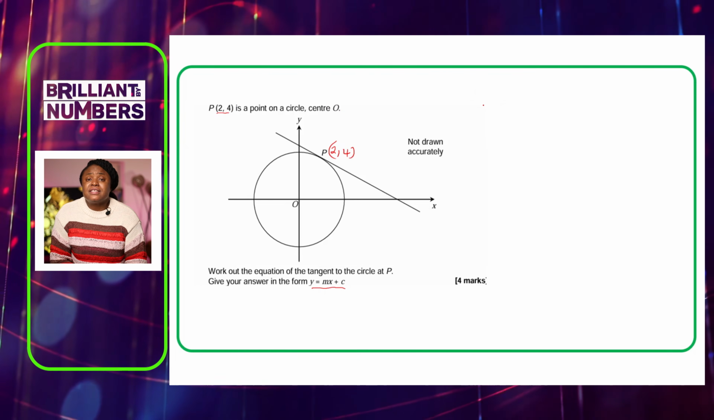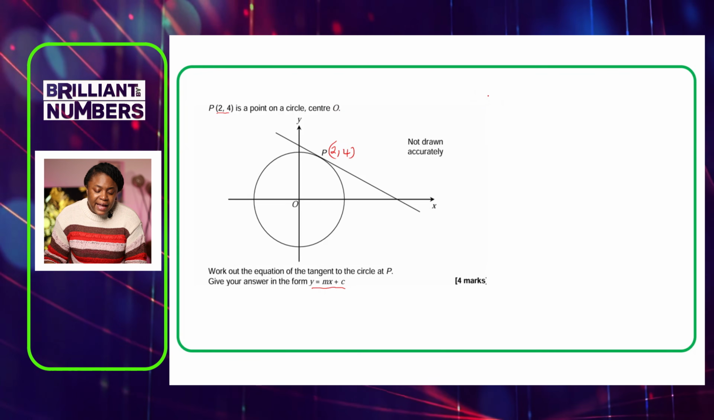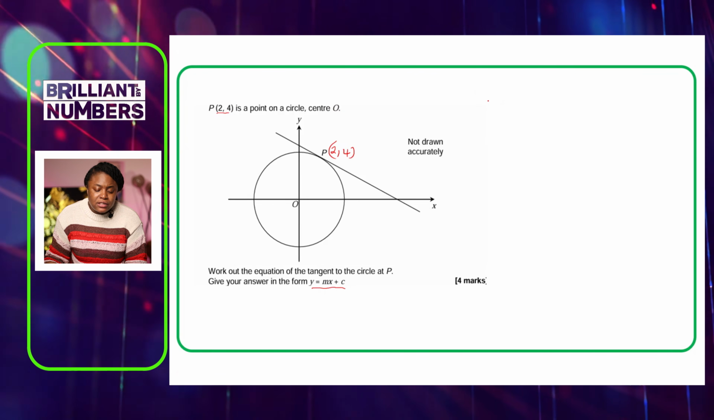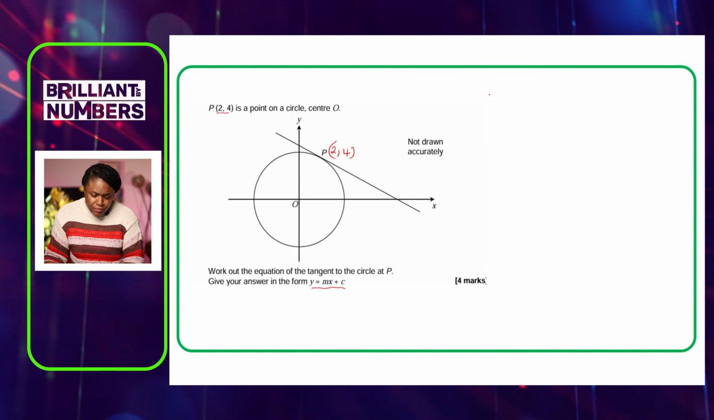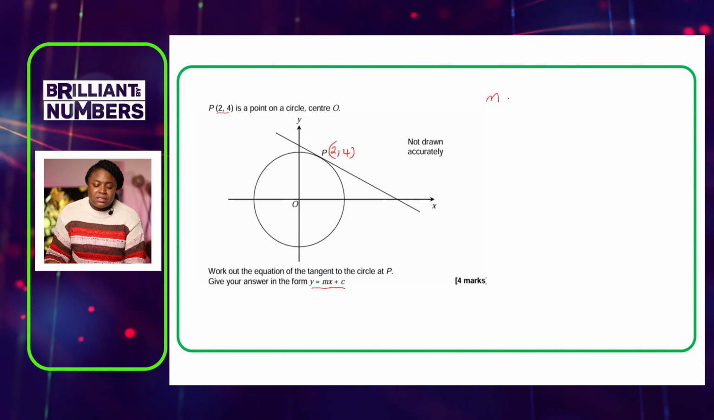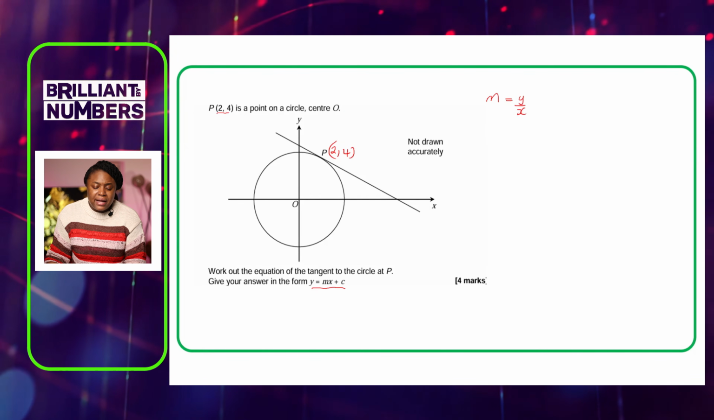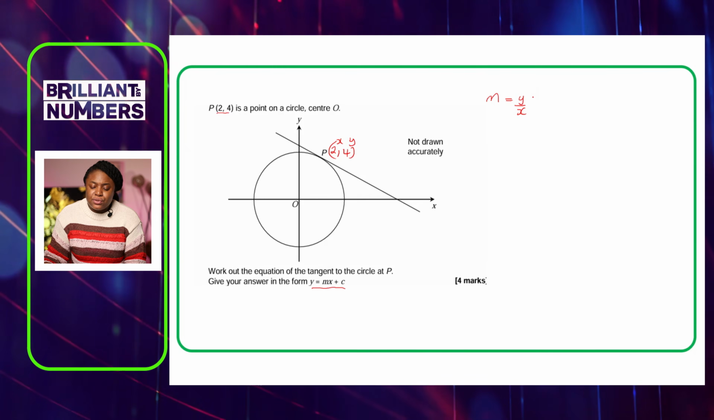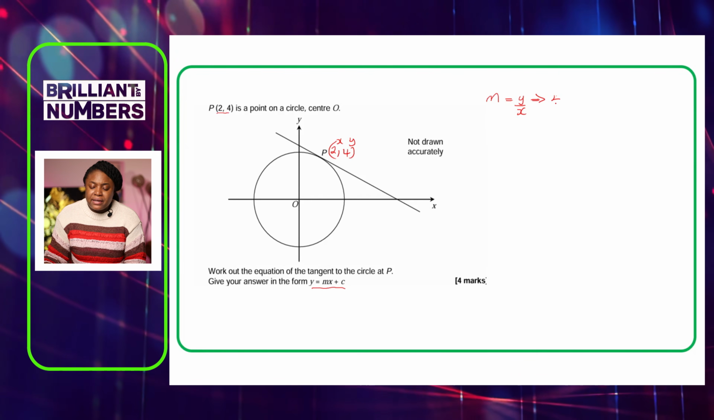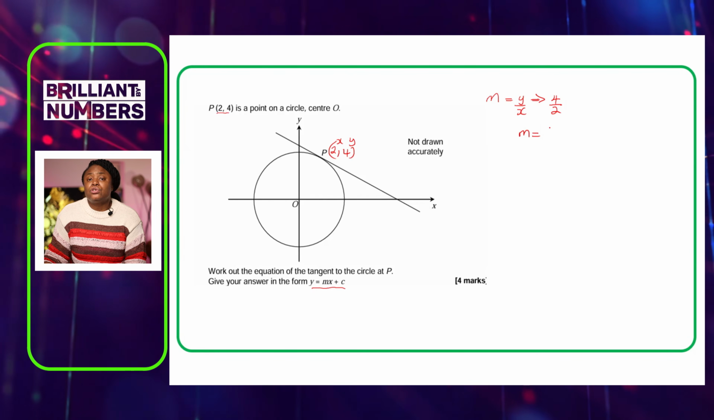So in order for us to find the equation of the tangent, we will first of all have to find the gradient of the radius. So gradient m of the radius, gradient is equal to y over x. So this is x and this is y. So we need to do 4 divided by 2. So the gradient of the radius is equal to 2.